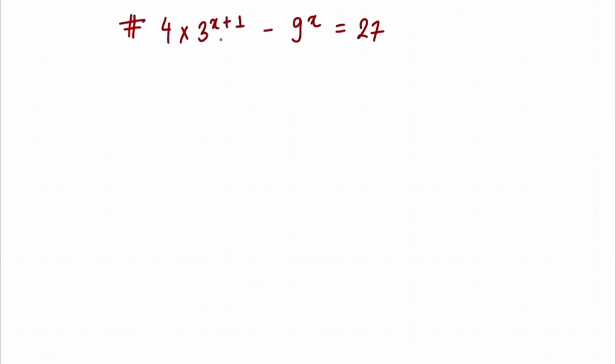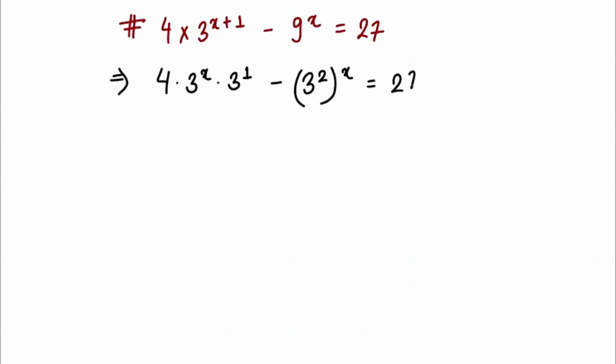So we have 4 times 3 to the power x plus 1 minus 9 to the power x equals 27. So here what we're going to do is first we have 4 times 3 to the power x dot 3 to the power 1, okay? So I'm just breaking that 3 to the power x plus 1, minus we have 9 to the power x. So we can write that 9 as 3 square, right? And then we have our x over here equals 27. Now we can multiply this 4 and 3 and we get 12, right?